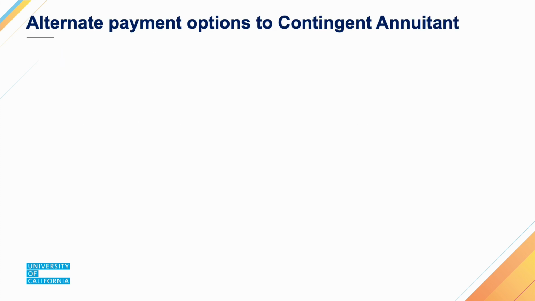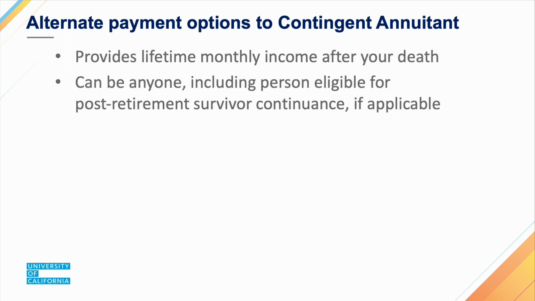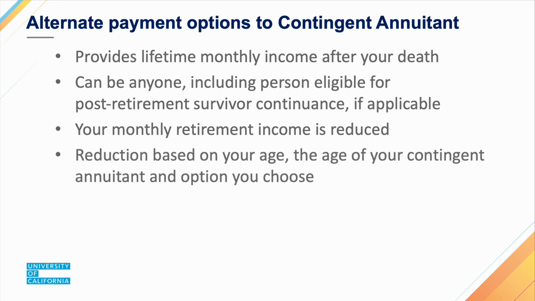Besides the post-retirement survivor continuance, there's another provision that allows you to choose one of several alternative payment options to provide someone with lifetime income after your death. We call this person a contingent annuitant, and they can be anyone that you choose, including your eligible survivor, or it could be someone else, like an adult child. Now, this provision is available to all tiers, and when you choose this option, your monthly retirement income is reduced, and that reduction is based on your age and the age of your contingent annuitant at retirement, as well as the option that you choose.